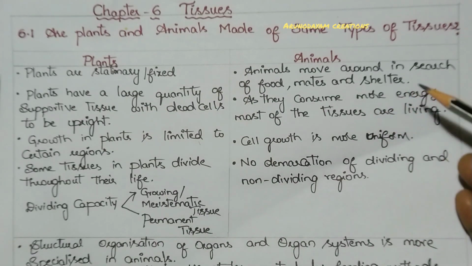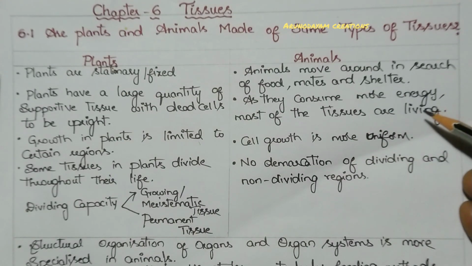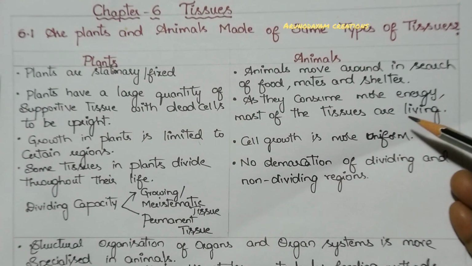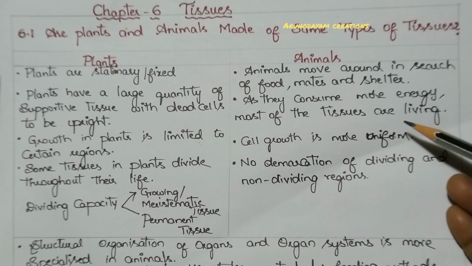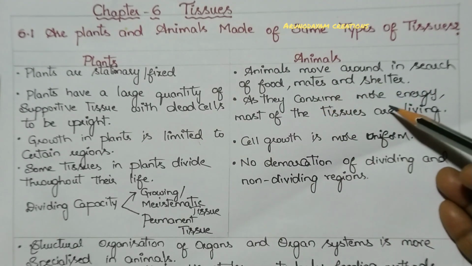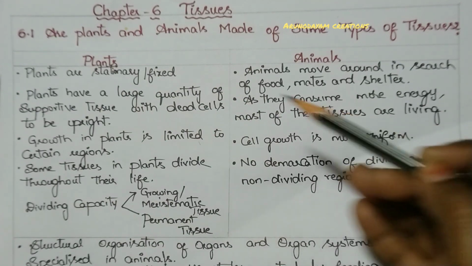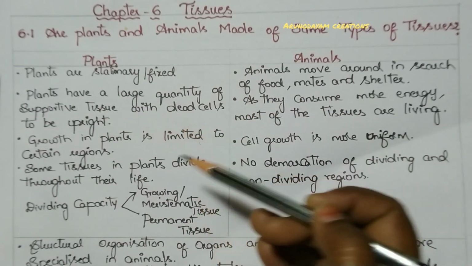In order to produce energy, their tissues have living cells. We know that cells have organelles like mitochondria. The mitochondria help in oxidation of food materials and release of energy in the form of ATP, isn't it? So for energy, animals have most of their tissues with living cells, whereas plants have tissues with dead cells.